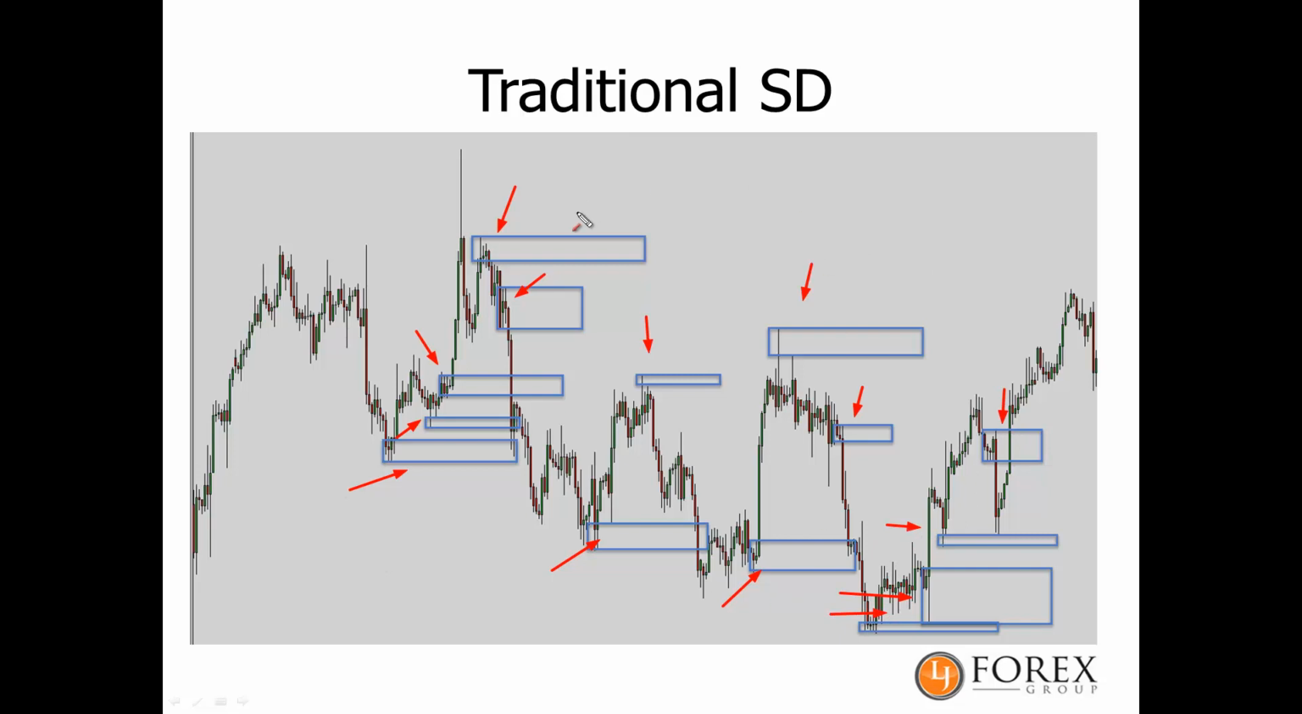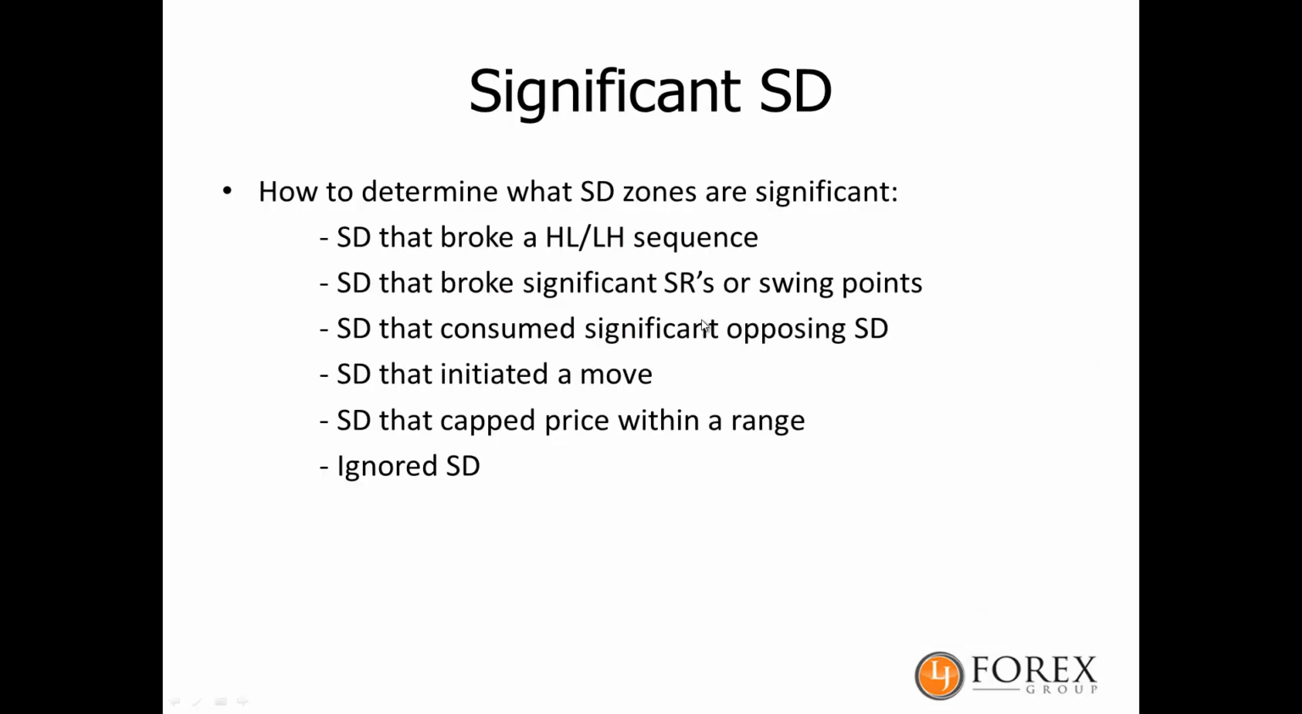But that's not how I would mark up my supply and demand zones when I map out my charts first thing in the morning to determine the significant supply and demand zones, the ones that I want to be looking for price action around. And how I do that is I consider the following main things. Significant supply and demand zones for me are ones that have broken something important. I've broken a higher low or lower high sequence, etc. Broken significant support resistance zones or swing high, swing low points.